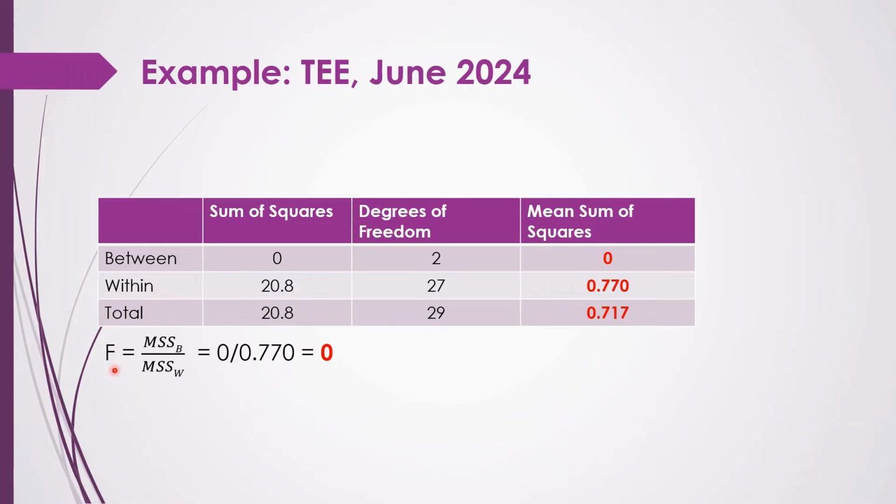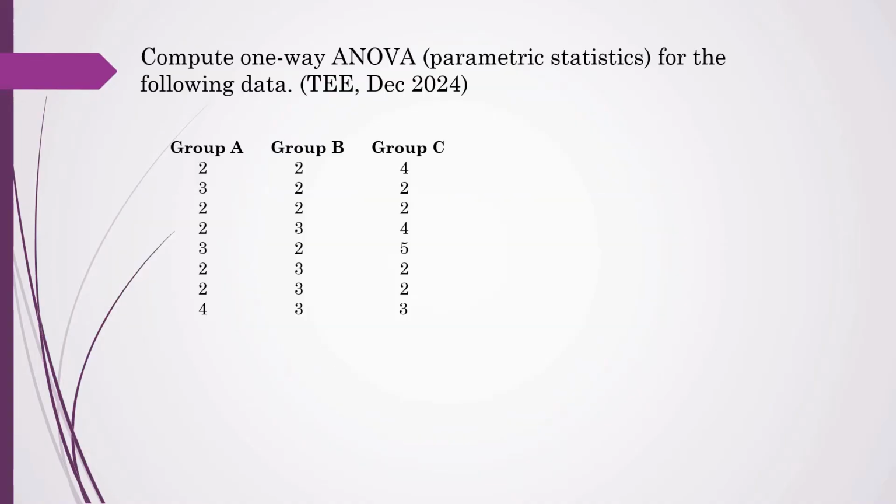Then last step, calculate the F statistic. How? Divide mean sum of squares between the group by mean sum of square within the group, which in case here is 0 by 0.770. So our F value is 0 again, which is pretty much possible. If you want, you can write that if the F statistic is greater than the critical value, null hypothesis is rejected. But if you have got 0, you have got all the 10 marks.